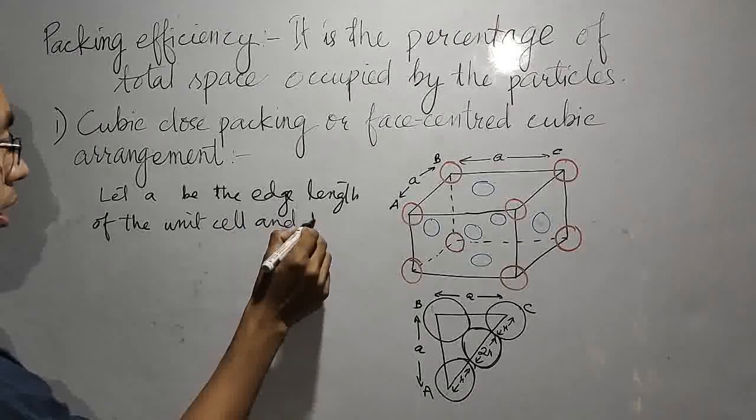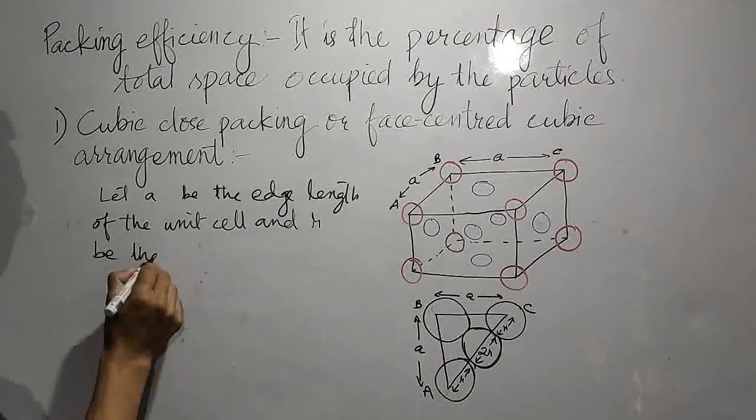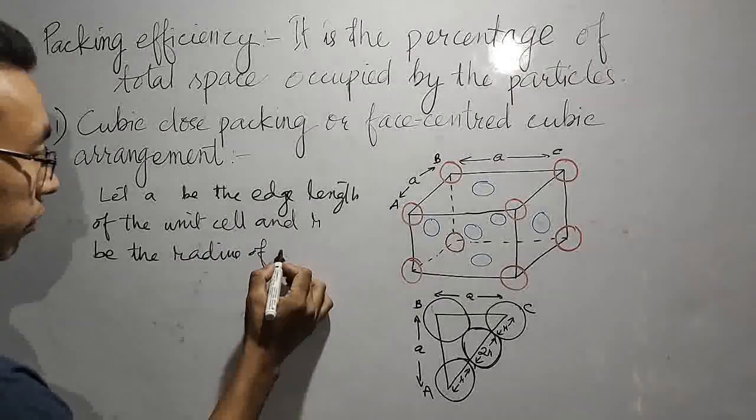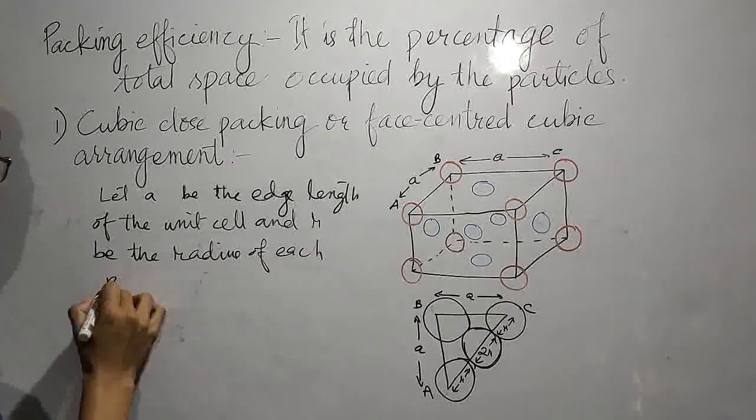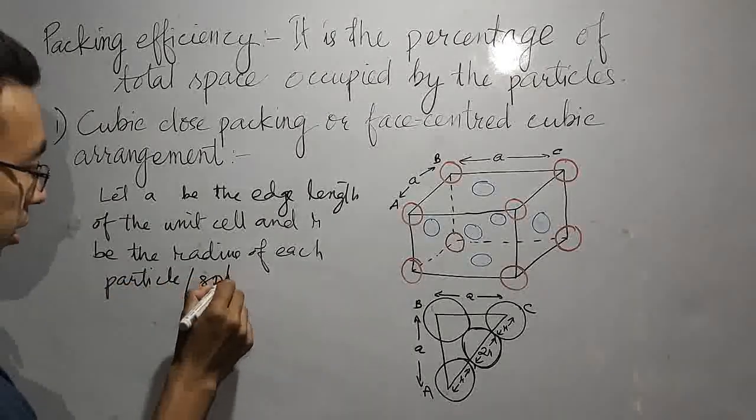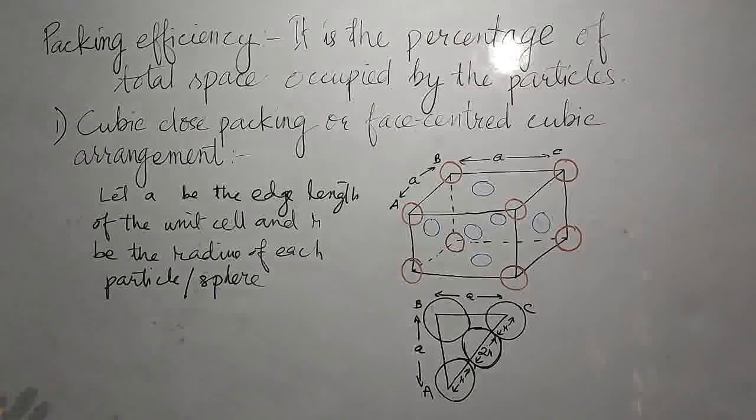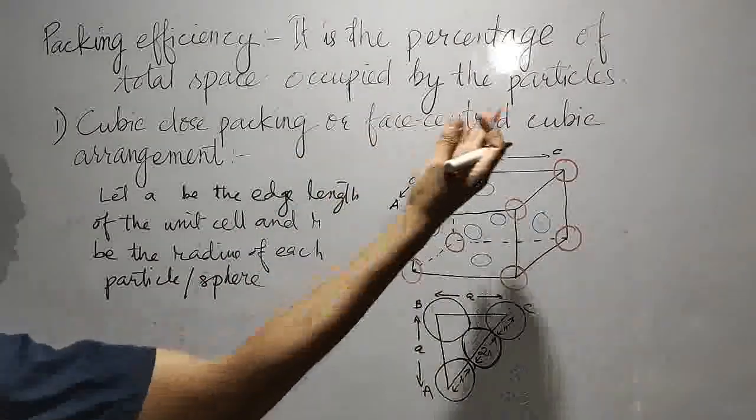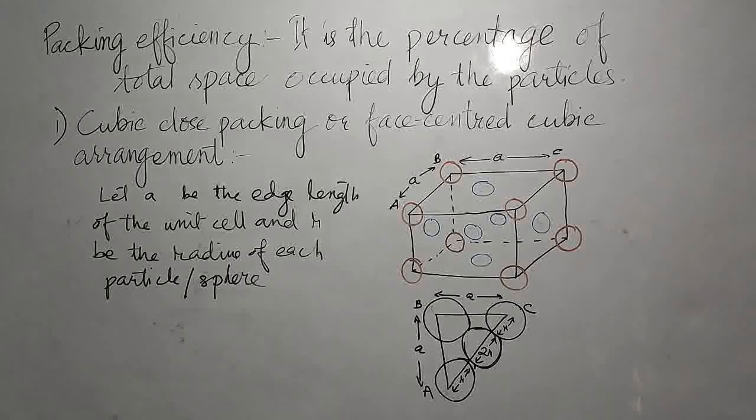and r be the radius of each particle, or say sphere. Normally we take a spherical shape. The next step is, since it is a face-centered cubic arrangement, we also have to know how many atoms or particles or spheres are present in one unit cell.